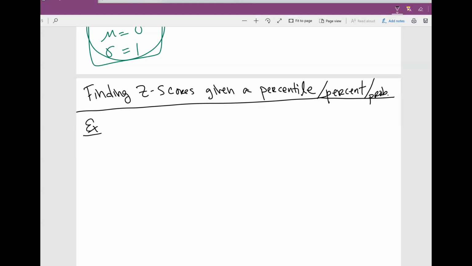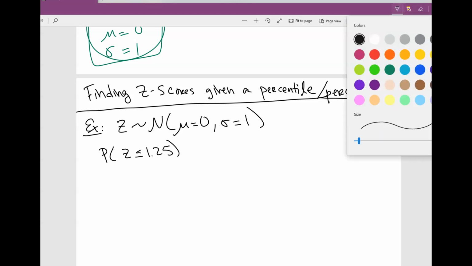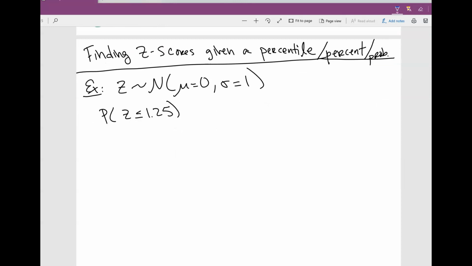Let's say we know that the z-scores are normally distributed with a mean of mu equals 0 and sigma equals 1. Let's say we want to find the probability that z is less than or equal to 1.25. So again, the first thing you want to be able to do is draw a picture.